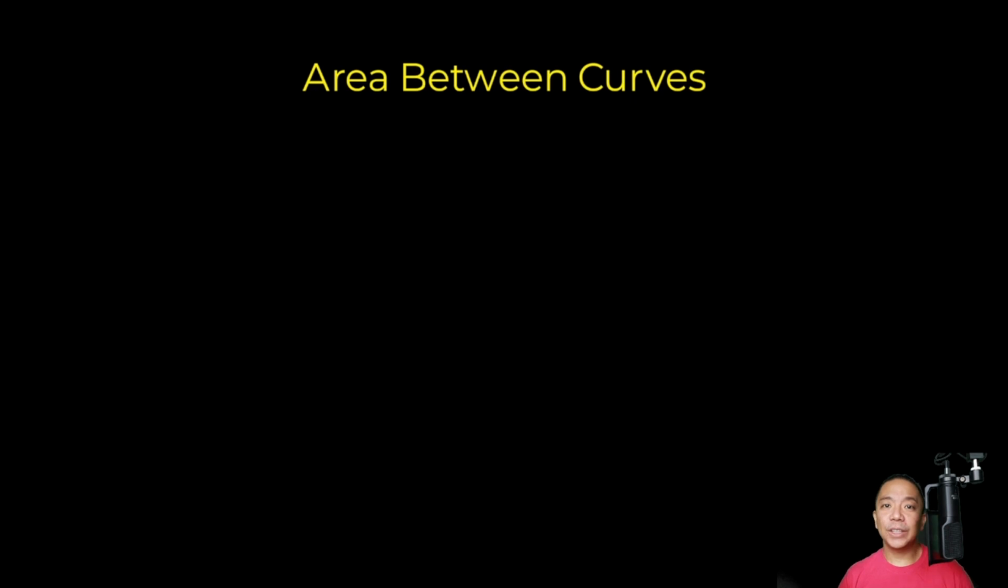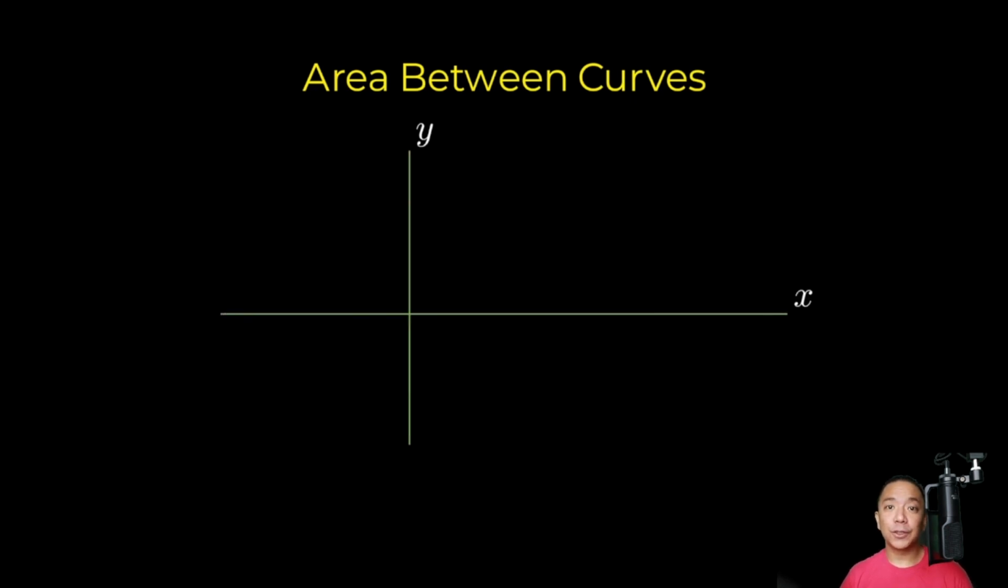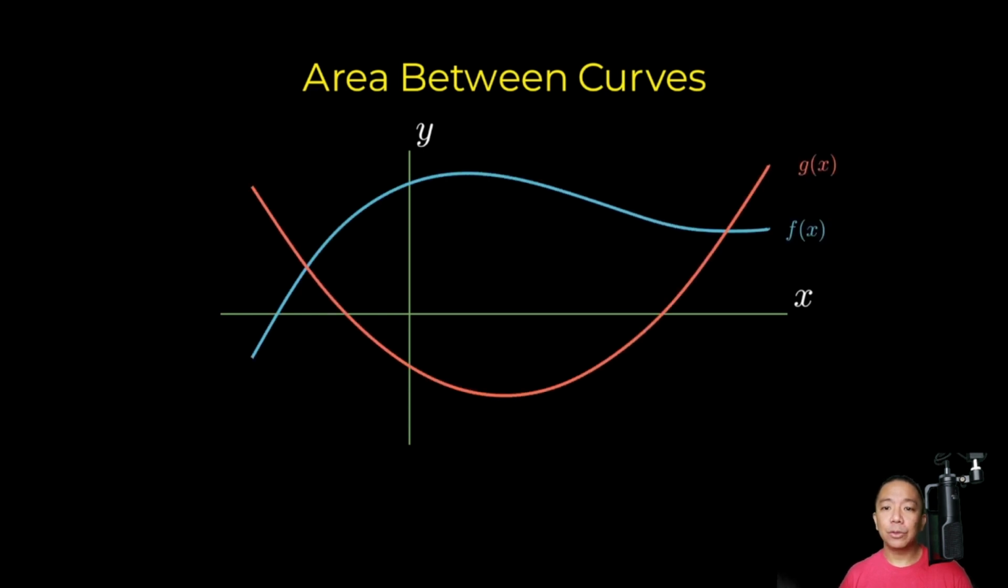Good day. So today we'll talk about the area between curves. So let me illustrate. Here we have a Cartesian plane. We have two functions, f of x yung kulay blue, g of x yung kulay red. And let's define an interval kung saan continuous yung dalawang functions. So we have here an interval from a to b.